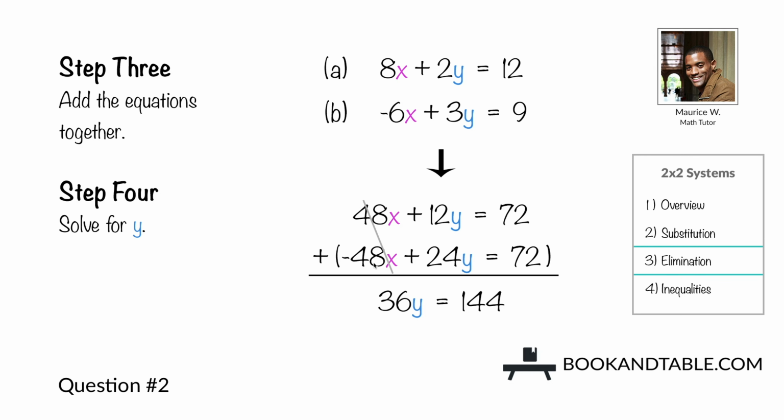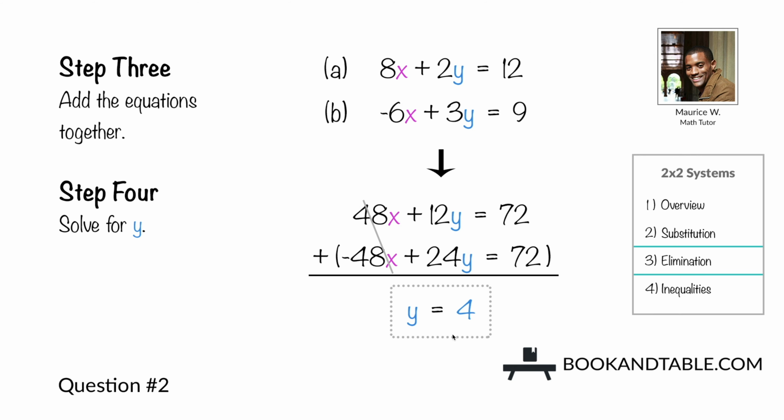48x plus negative 48x would be 0, so that cancels out. 12y plus 24y gives us 36y. And 72 plus 72 is equal to 144. So we get 36y is equal to 144. And to solve for y, we want to divide both sides by 36, giving us y is equal to 144 divided by 36, which would be equal to 4.